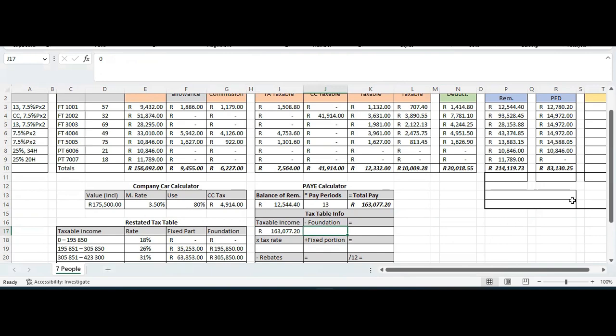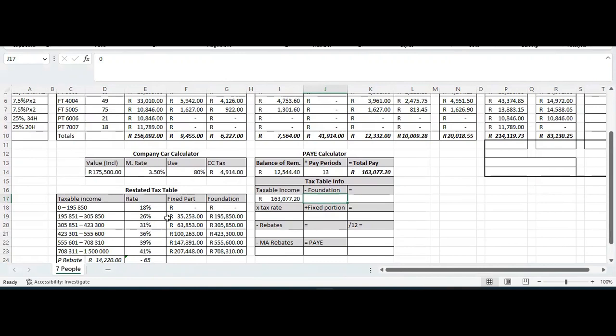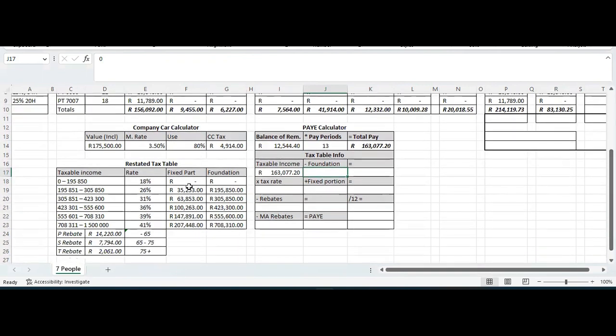Now, let me show you what I've done here. Let me just scroll a little bit down. Okay. On this page, or the answer sheet, I've restated the tax table. So now I've given you the taxable income in one column. I've given you the rate in one column. I've given you the fixed part of that tax bracket in this column, and I gave you the foundation amount in this column. Because remember, it always says if the guy gets more than this, he must pay 26% on anything he gets more than this if he is in this tax bracket. Okay, so now I've just put it in there as fixed part and foundation so that I could use it in my calculator. That's all.